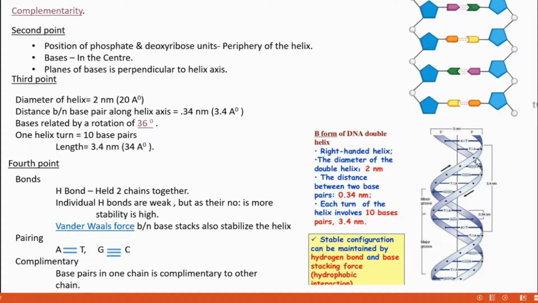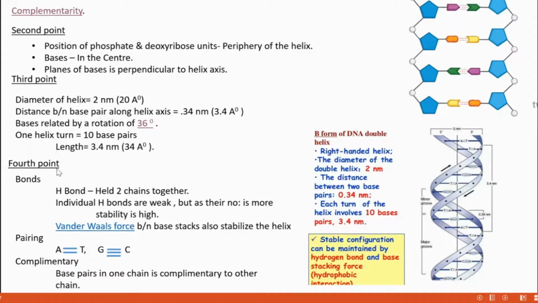We can count that 1, 2, 3, 4, 5, 6, 7, 8, 9, 10 base pairs are there in one helix turn. And its length is 34 angstrom. That length is otherwise called pitch. P-I-T-C-H, pitch. Helix pitch means also this length.